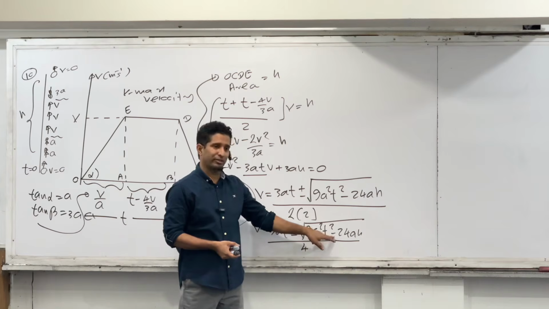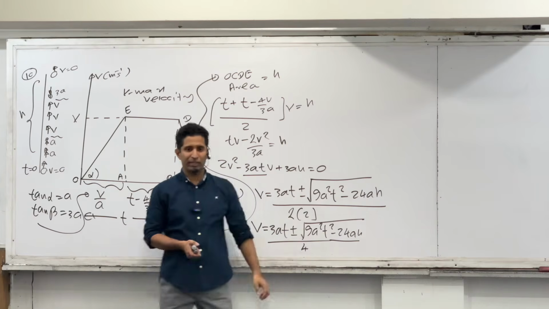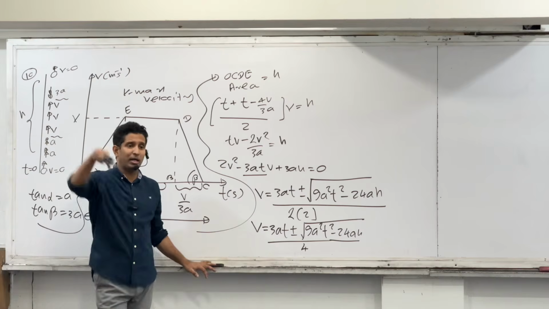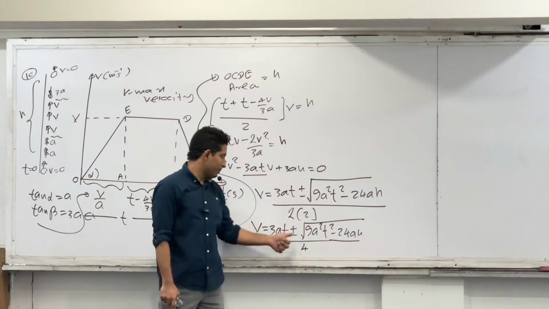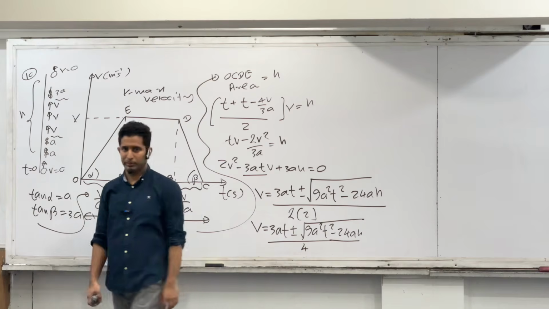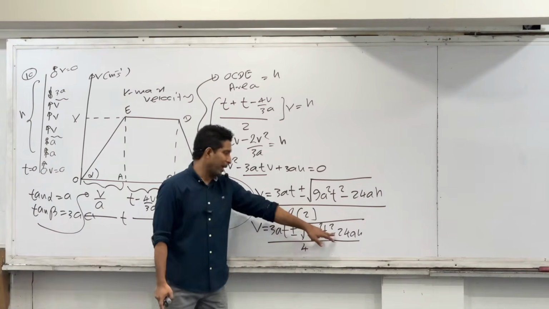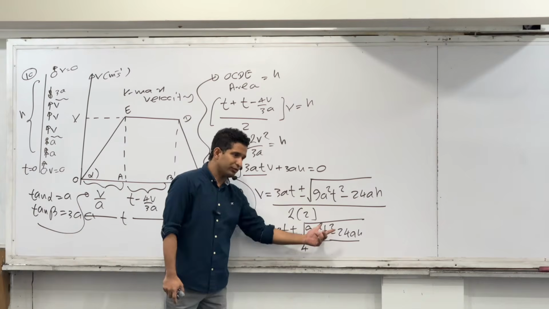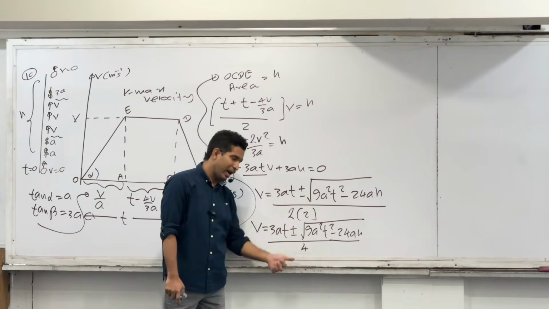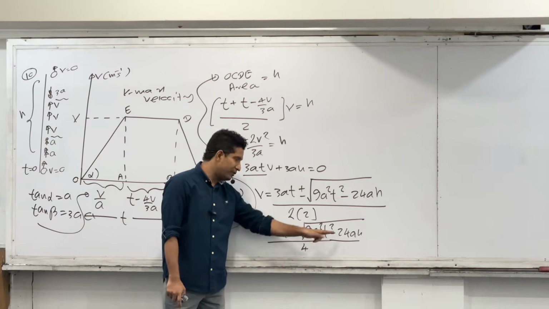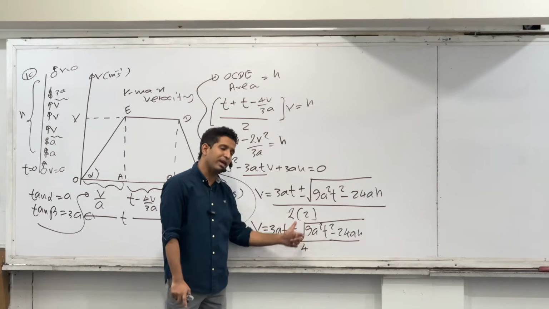Which case should we take, the plus case or the minus case? If this was plus, the answer is greater than 380, either 9A squared T squared or square root 380. If this was plus, the answer is greater than 380.